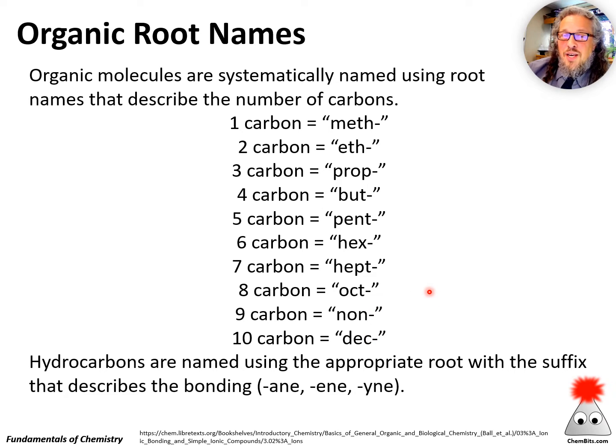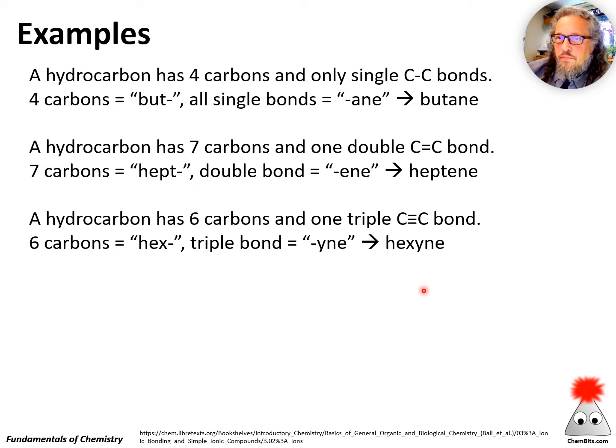So if we want to name a hydrocarbon, we just need to choose the root that tells us how many carbons we're dealing with, and the suffix that describes the bonding. So let's look at a few examples of that. If we've got a hydrocarbon with 4 carbons and only single bonds, 4 carbons is but. All single bonds is an alkane, so it's ane. So this hydrocarbon is butane. Butane is a pretty common hydrocarbon. It's found in portable little clippy lighters.